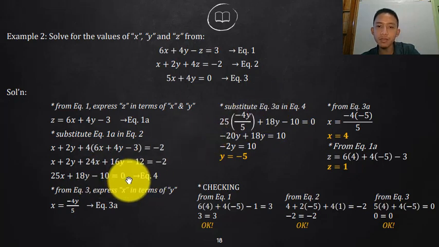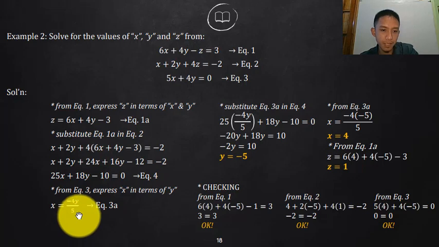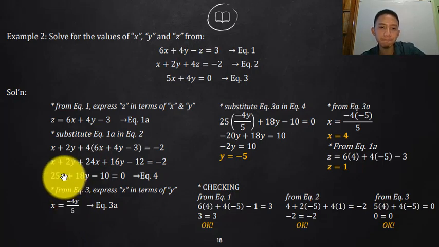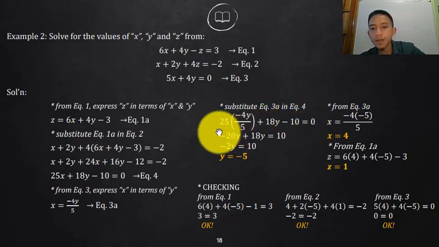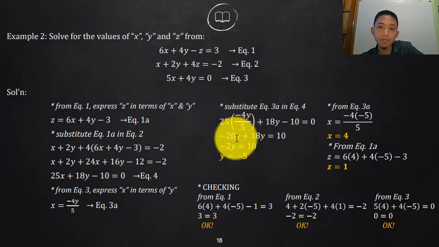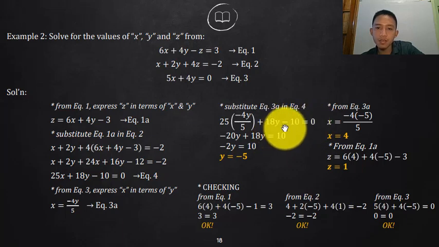So if I do that, your x will become negative 4y over 5. So 25 times negative 4y over 5, plus 18y minus 10 equals 0. If I manipulate this, 25 divided by 5, 25 times 4 divided by 5, so actually you can cancel the 5 and 5. 5 times negative 4 is negative 20y, and plus 18y equals, transfer this to the other side, that will become positive 10.